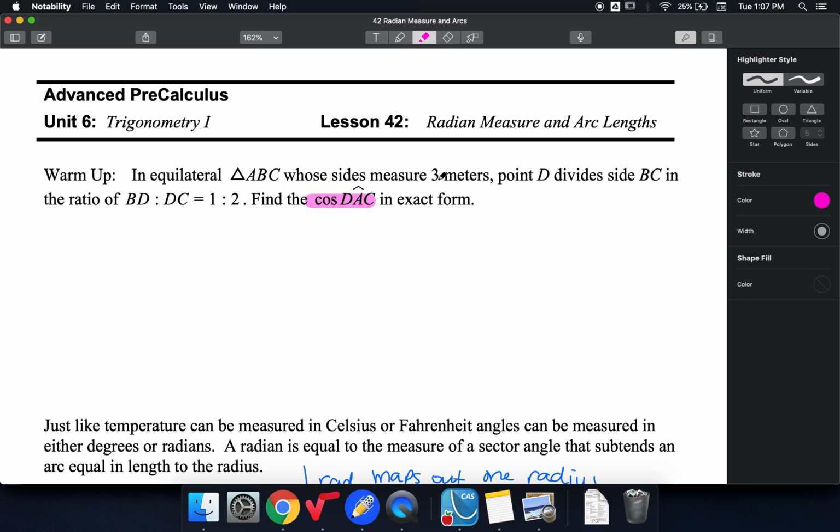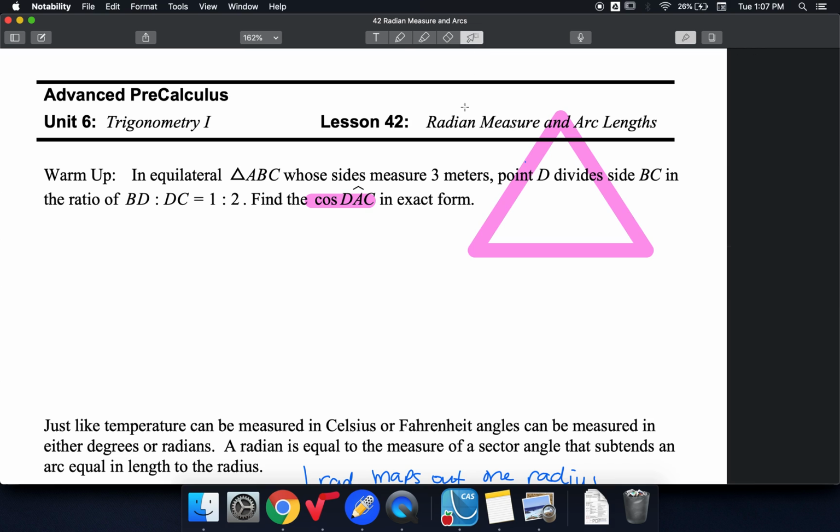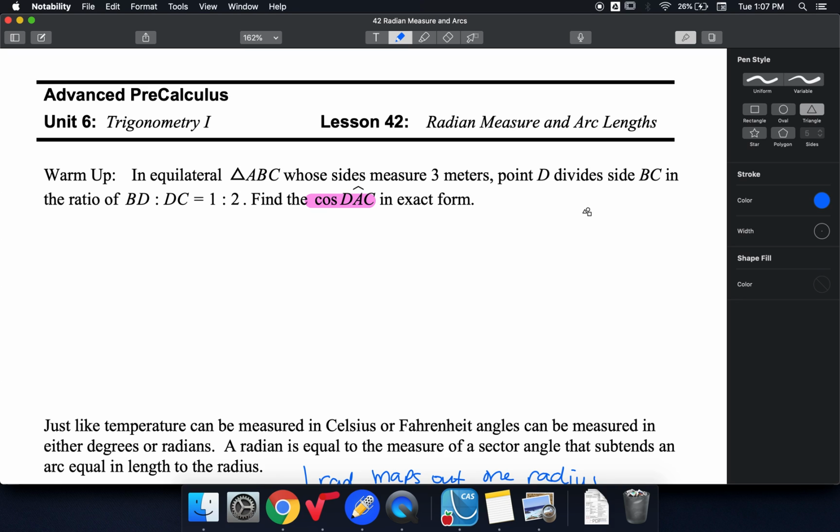But first of all, let's draw the picture so we know what we're talking about here. So we've got a triangle ABC whose sides measure 3 meters. So it's our equilateral triangle. Let me try that again. All right, I'm going to put in the triangle. We want D to divide BC in the ratio of 1 to 2. So I want my BC to be on the bottom here. Put BC on the bottom, put A up here. And then D is dividing it in the ratio of 1 to 2. So this is going to be 1, this is going to be 2. That's my point D. I'm going to connect it up to A.